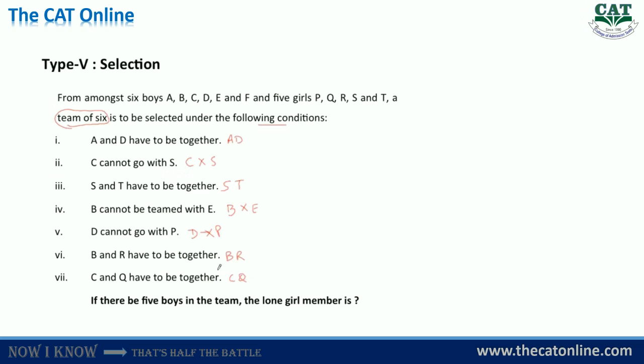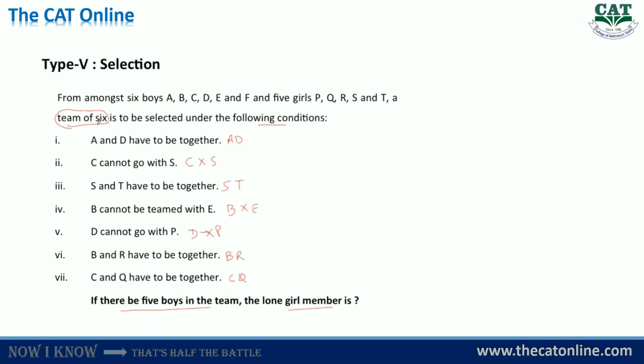So these are the conditions which are given to you. Then you might be asked different questions. It could be if there are 5 boys in a team, 3 boys in a team, all such kind of questions. So our current question is, if there are 5 boys in the team, the lone girl member is.